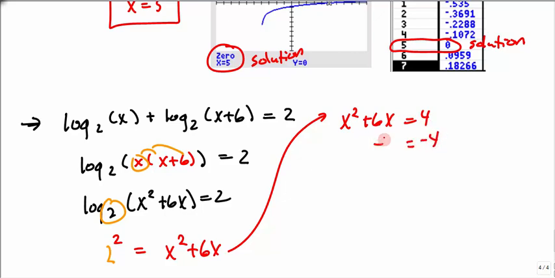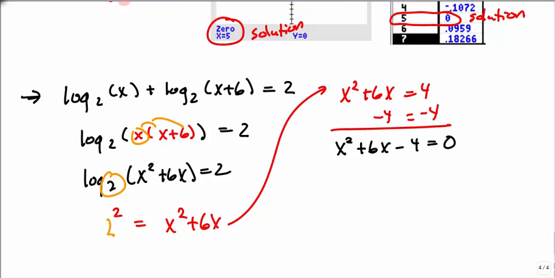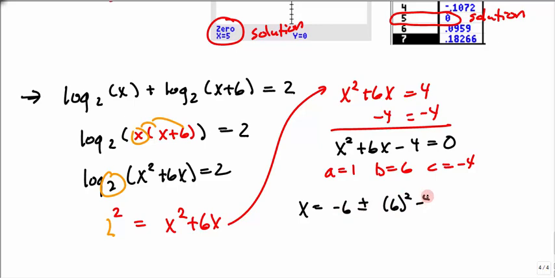I'd subtract the 4 from both sides. I have x squared plus 6x minus 4 equals 0. Now, this one's not going to give us a nice answer because this doesn't factor nicely. So let's go ahead and pop this in the quadratic formula. A is 1, B is 6, C is negative 4. X is equal to negative 6 plus or minus the square root of 6 squared minus 4 times 1 times negative 4 all over 2 times 1.